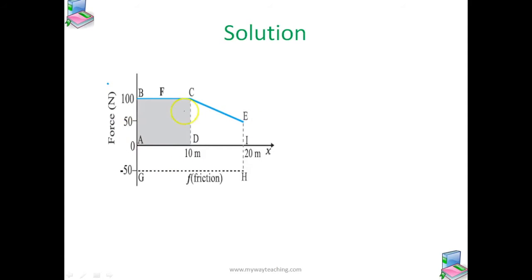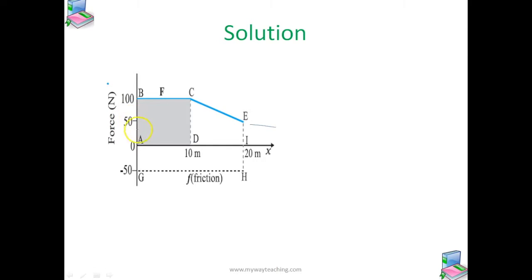Okay, so here is the solution. Up to 10 meters the force was 100 Newton, and from 10 meters to 20 meters the force starts reducing, and at 20 meters it becomes 50 Newton. You can see that in the graph. This is the plot of the force F applied by the woman and the opposing frictional force F versus displacement. The plot of the applied force is as shown in this figure, isn't it?